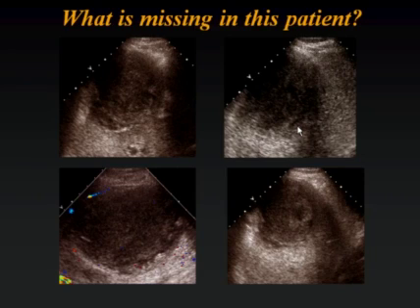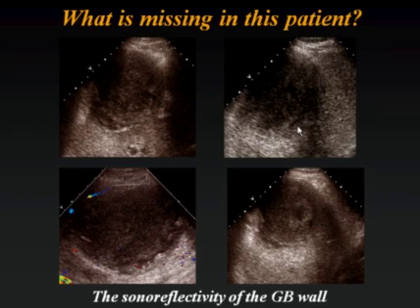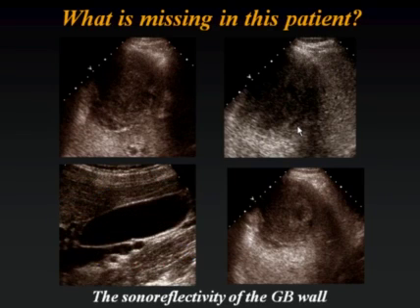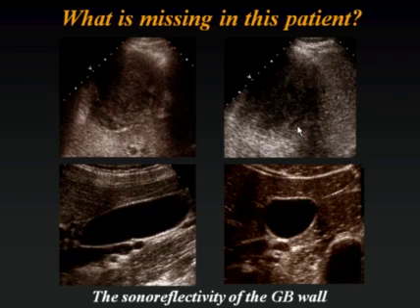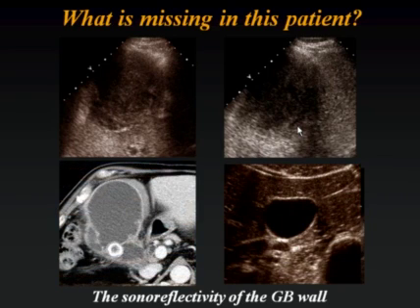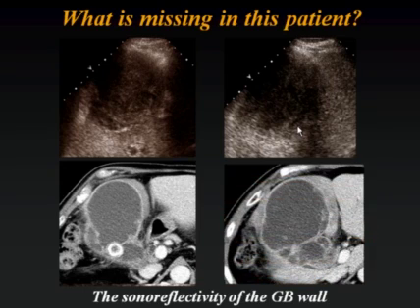So what is missing in this patient? Well, what's missing is any evidence of the sonoreflectivity of the gallbladder wall. Remember, the gallbladder should have a very well-defined sonoreflectivity of the gallbladder wall. And what this patient had was gangrenous cholecystitis with complete absence of the gallbladder wall. And what's enhancing on CT is the sort of fibrocapillary rim of a huge abscess.